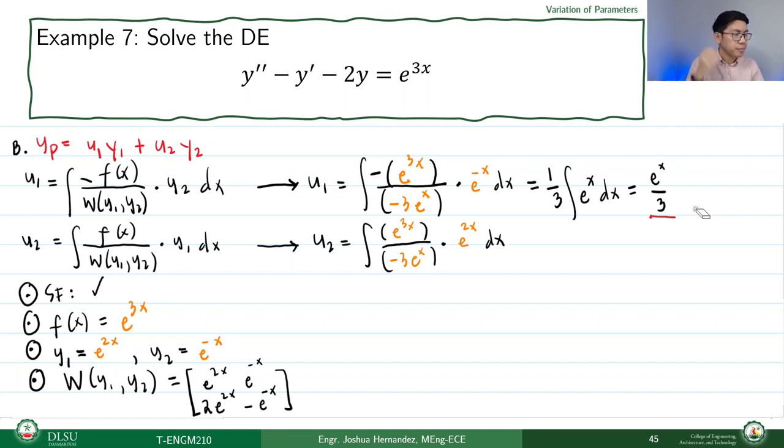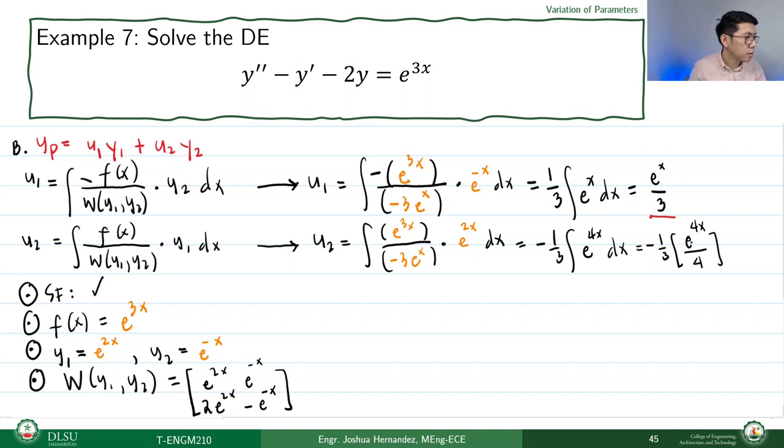Okay. Continuing with our computation of u sub 2, we can factor out 1/3 again. This will become negative 1/3. Then the integral of e raised to 3 plus 2 minus 1, which is 4, so e raised to 4x dx. So this will become negative 1/3 times e to the 4x all over 4, which is negative e to the 4x over 12.